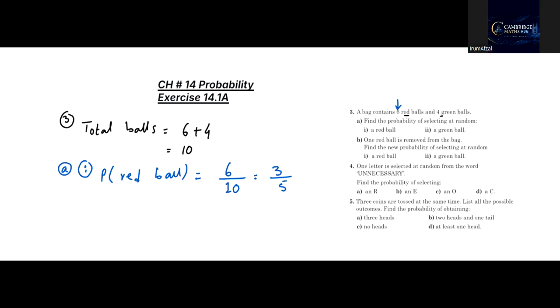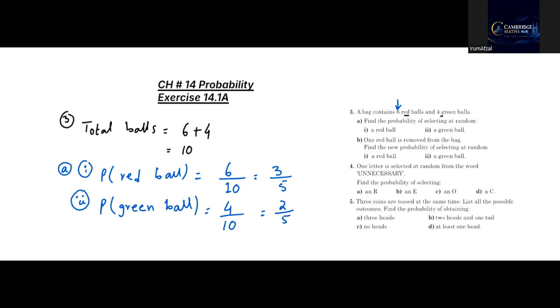Okay. Second part for this same question is the probability of getting a green ball. If we need to find the probability of getting a green ball, how many balls are green over here? There are 4 green balls out of total 10. So this can also be simplified to 2 times 2 and 2 times 5, simply 2/5. All right. This was your first part.